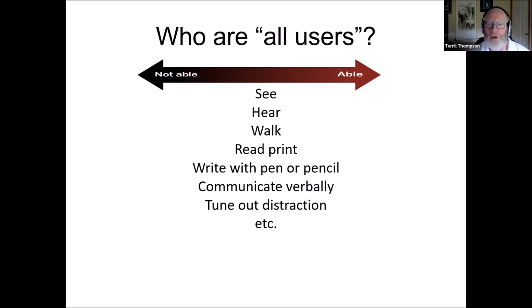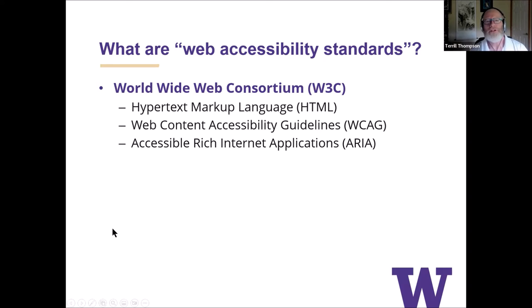And that is what all users is all about, this wide variety of users developing websites, web applications that are usable for everyone. So the other part of that definition was web accessibility standards. What do we mean by that?